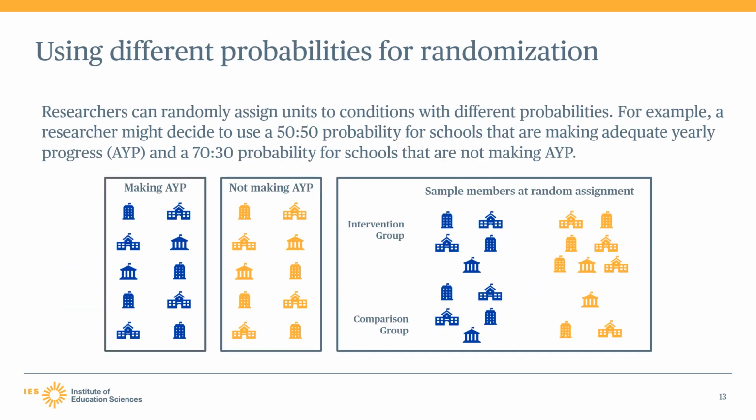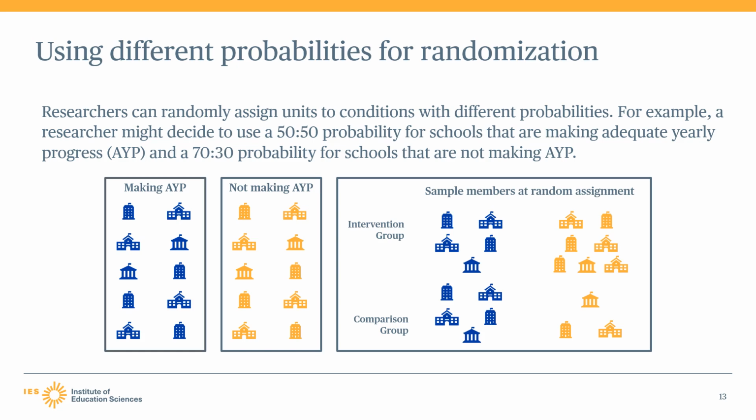Recall that in many eligible RCTs, study authors may use stratified or block random assignment of units to conditions. Researchers also may use designs in which probabilities for the randomization process vary across strata or blocks. For example, let's imagine that researchers are using a randomized design with two strata, one group of schools that are making adequate yearly progress, or AYP, and another group of schools that are not making AYP.